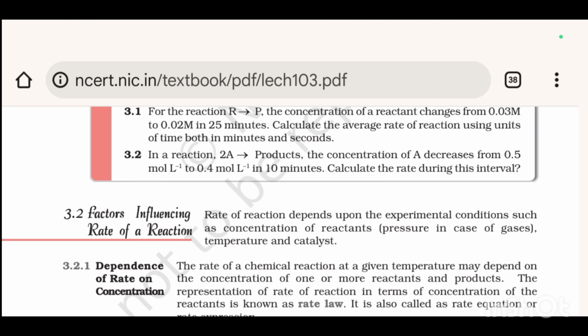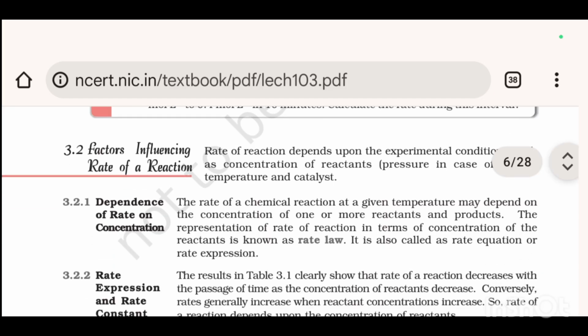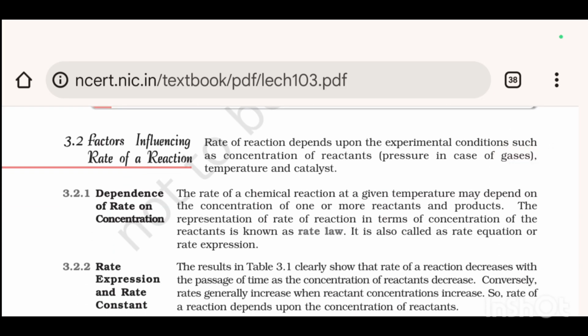Rate of reaction depends upon the experimental conditions such as concentration of reactant, pressure in case of gases, temperature and catalysts. Dependence of rate on concentration: the rate of a chemical reaction at a given temperature may depend on the concentration of one or more reactants and products. The representation of rate of reaction in terms of concentration of the reactant is known as rate law. It is also called rate equation or rate expression.